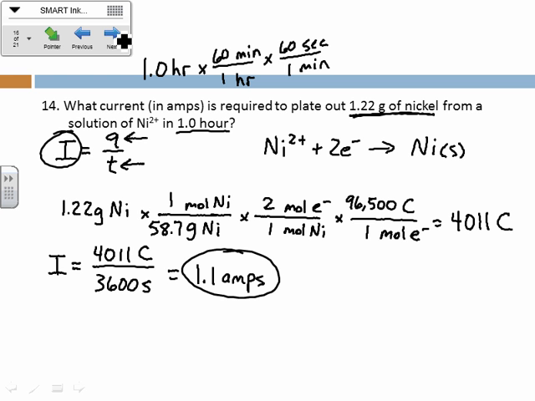Hopefully that makes sense. I think the electrolysis stuff is fairly easy. The process is usually basically the same. You're just going to use I equals Q over T and then do some stoichiometry here to figure out the rest of it.